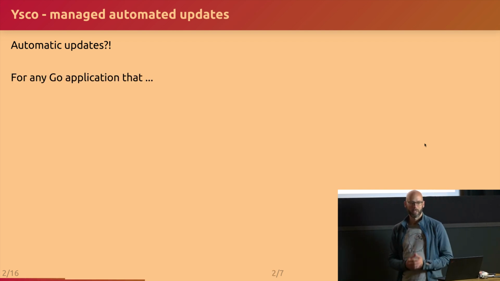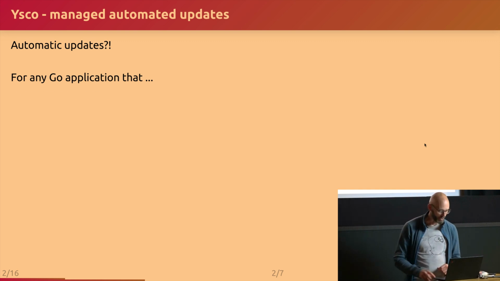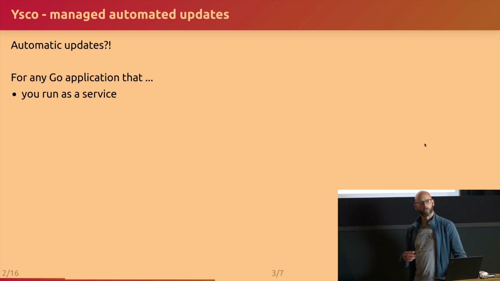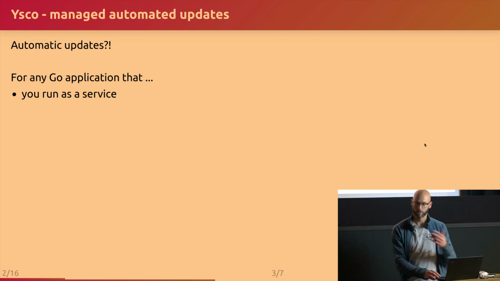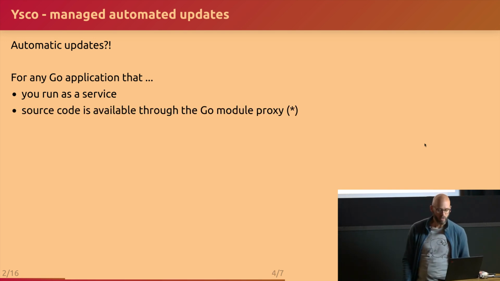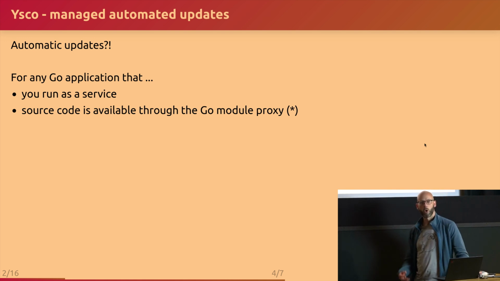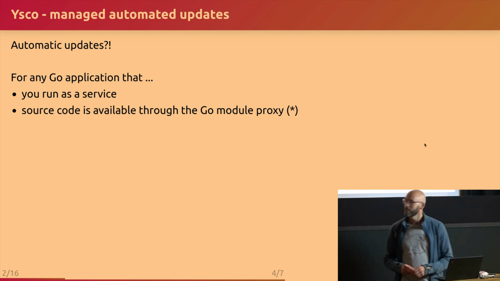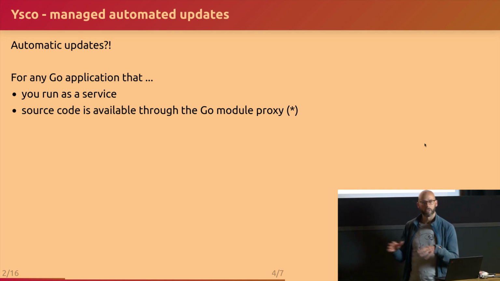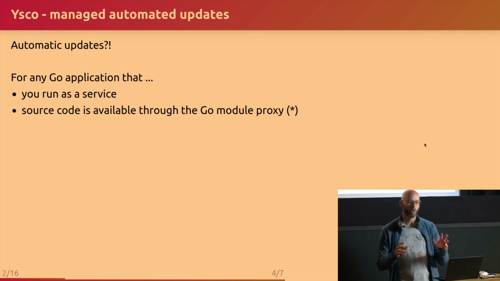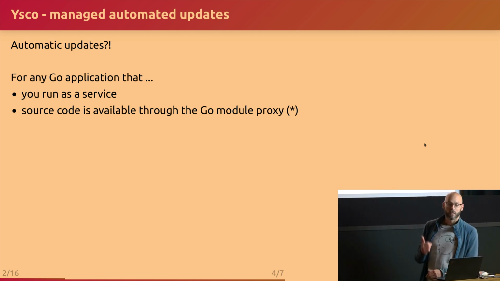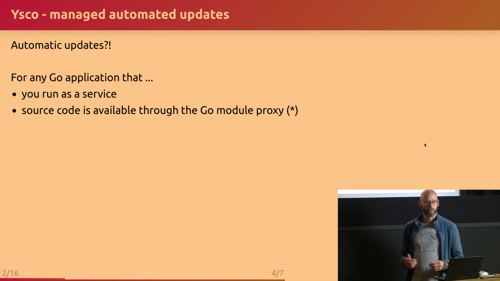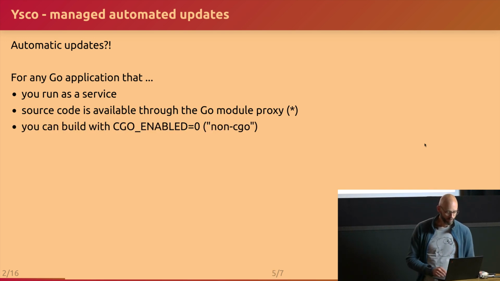It works for any Go application, but with some caveats, some requirements. You have to run it as a Go service, so it's not for CLI tools that you just run one-off. It has to keep running continuously. Source code has to be available through the Go module proxy, so essentially it has to be open source. There's an asterisk here, because you can in fact run it on private code, but you'll have to run a whole bunch of infrastructure. That's not too easy, so it's out of scope for today's talk. But there are integration tests in the code base, and they do set all of this infrastructure up. So if you want to run it, you can.